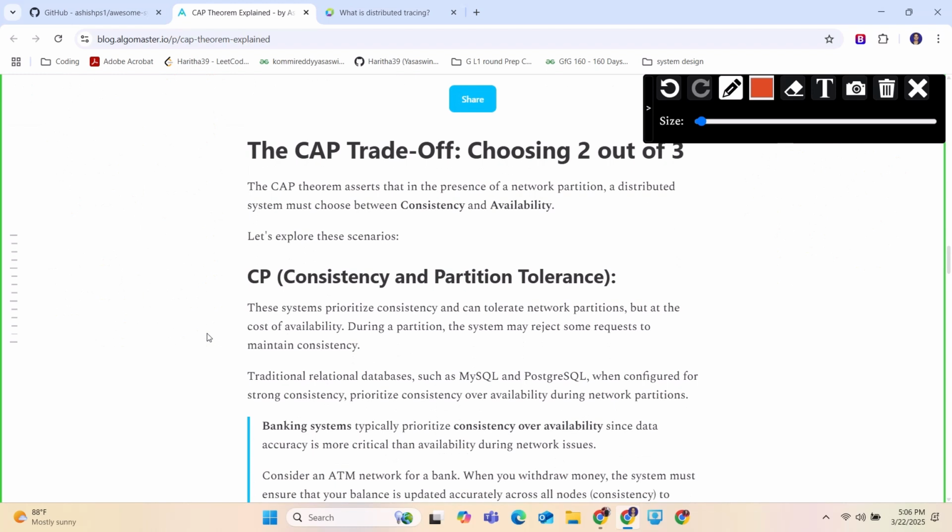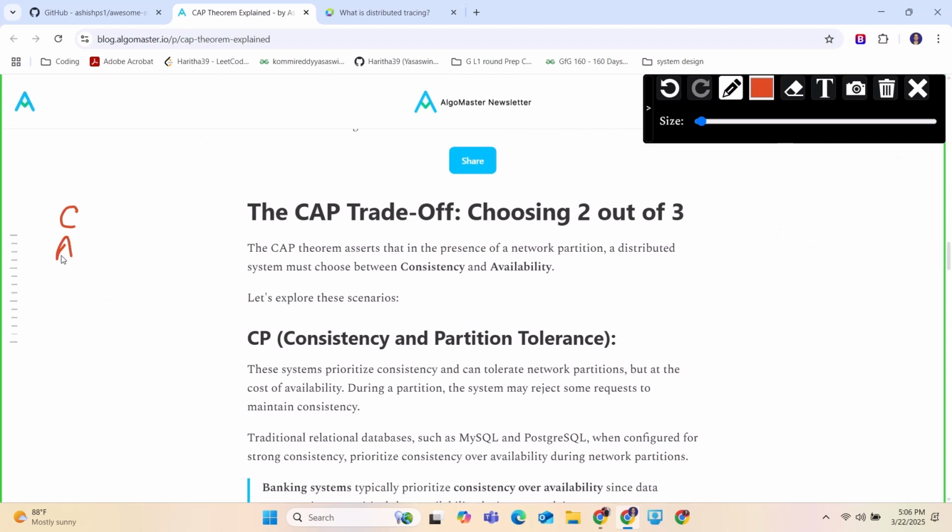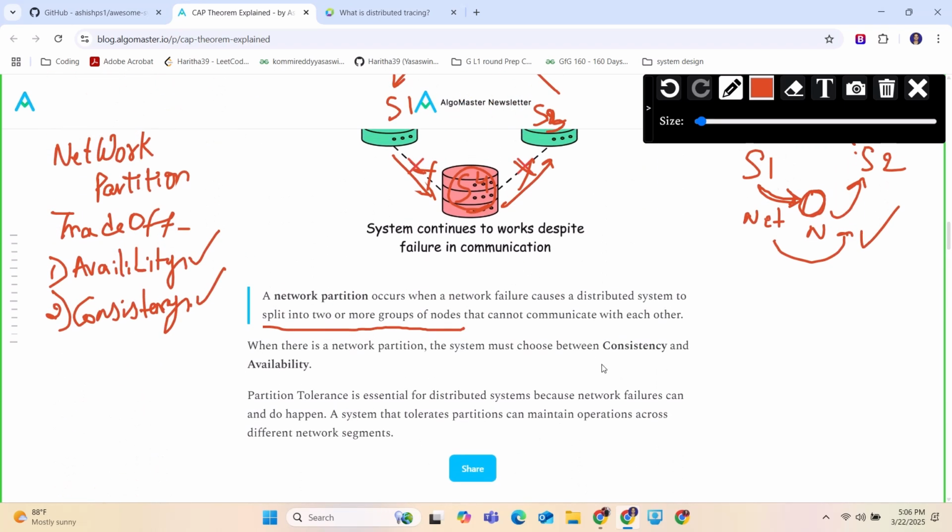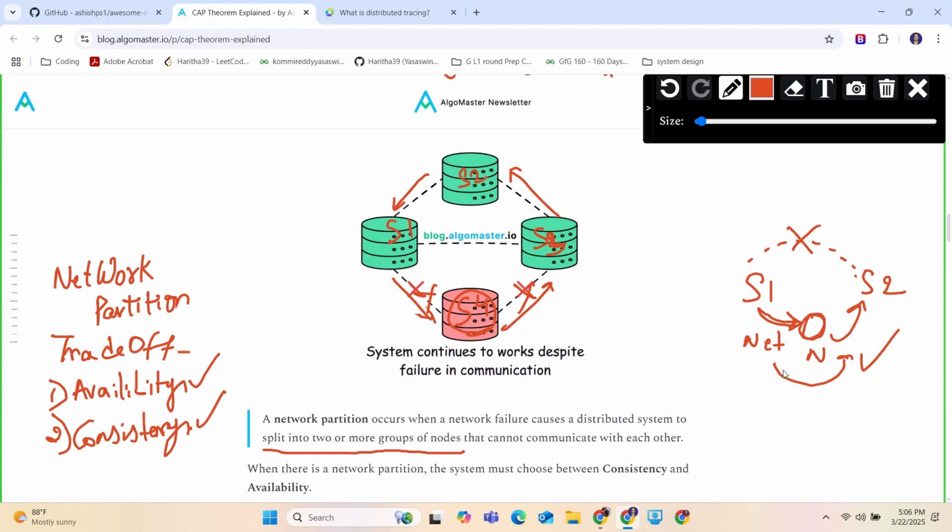Next, the CAP trade-off, choosing 2 out of 3. That means we have 3: C, A, P. You can choose either these two, or either these two. The CAP theorem asserts that in the presence of a network partition, a distributed system must choose between consistency and availability. We already learned that if there is a network failure, the distributed system will be split into 2 or more groups of nodes. This is distributed system 1 and another distributed system 2. If they cannot communicate with each other, a network partition will come.